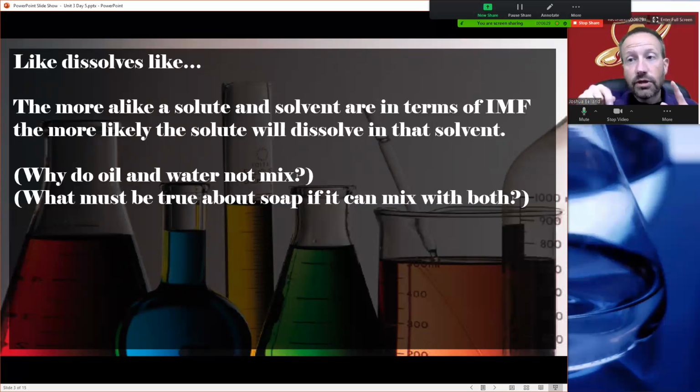Now, if I throw some dish soap into it and stir it up, I'm going to see them mixing a lot better. So what must be true about that soap? That it can mix with both the oil and the water. Yeah, you guessed it. Soap has two parts to it, two sides. One part is nonpolar, one part is polar. So the nonpolar part will dissolve in the oil, and the polar part will dissolve in the water, and it can literally connect the two. And then we will see we don't get that separation of the oil and water like we used to.